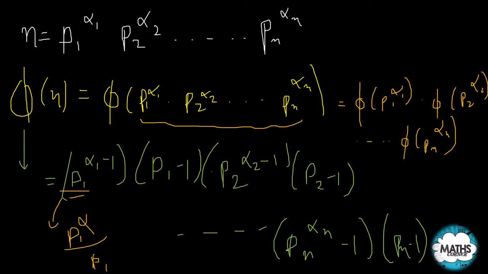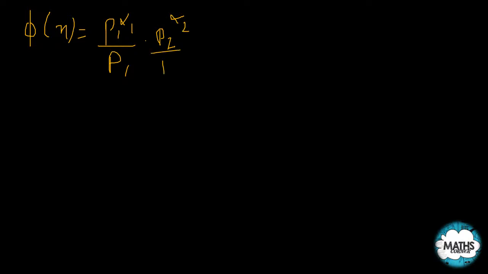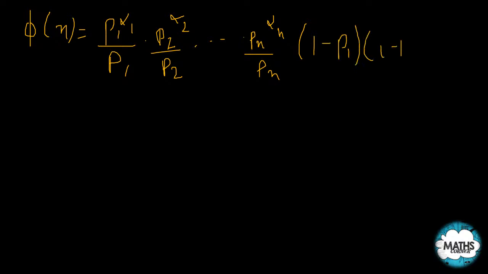This is a law of exponents, and I will do the same thing here and combine all of these after writing this in this form. So after arranging and rearranging, what will we get? We get phi of n. Phi of n will be p1 to the power alpha 1 by p1 into p2 to the power alpha 2 by p2, until pn to the power alpha n by pn, into 1 minus p1, 1 minus p2, and so on till 1 minus pn.